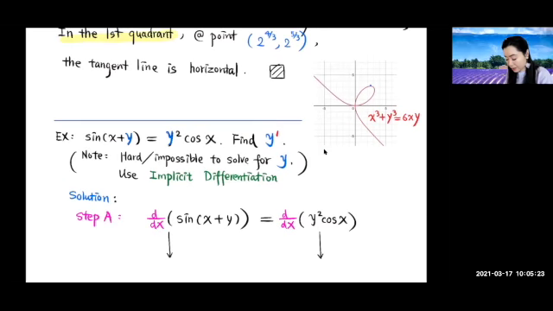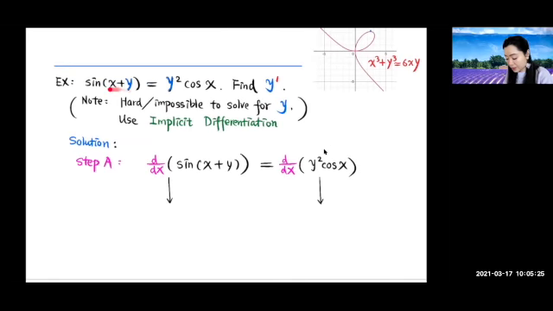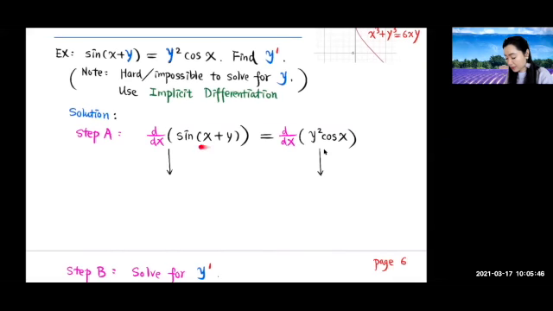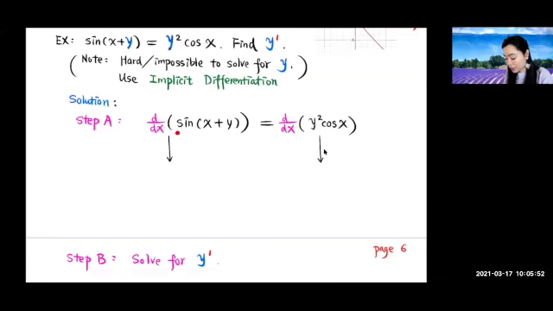Now the second example here. This equation is impossible to solve for y. They actually have this transcendental function mixed with algebraic function. It's impossible to solve for y. So to find y prime, we want to use implicit differentiation. So differentiate both sides with respect to x. That's the first step.